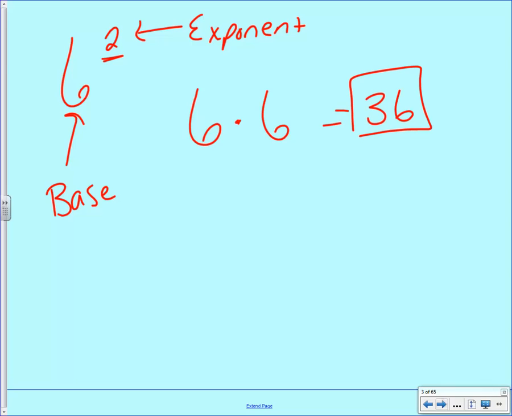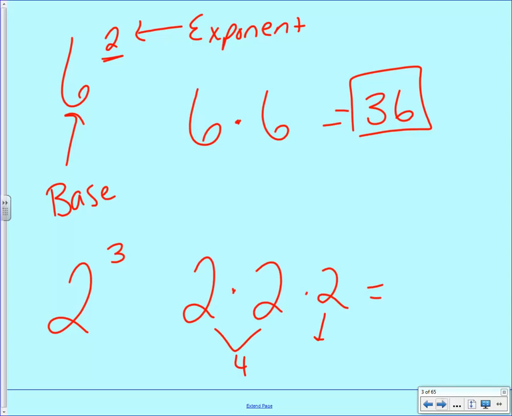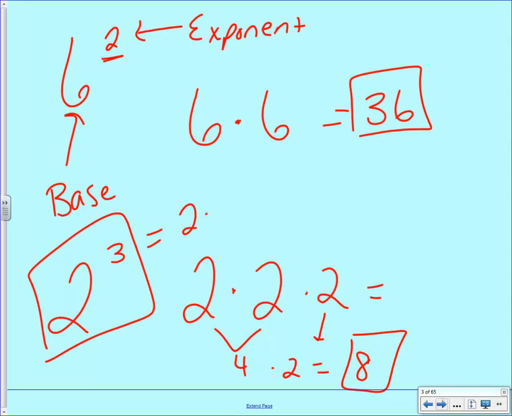So the next one would be 2 to the 3rd power. I have 2, and how many do I have? I have 3 of them. And so for me to solve this problem, I have to multiply 2 times 2 times 2. So 2 times 2 is 4, and 4 times 2 is 8. And so 2 to the 3rd power is 8. I want you to see that this is not a problem that is 2 times 3, okay, because that gives us 6. That is not the same thing as what we're doing, okay?